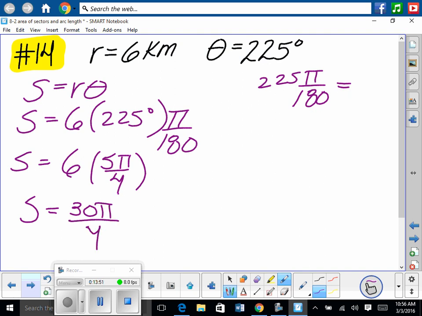Now you take your calculator. Does 30 over 4 simplify? Yes. Yes, and it is what? 15 over 2. So that's 15 pi halves.